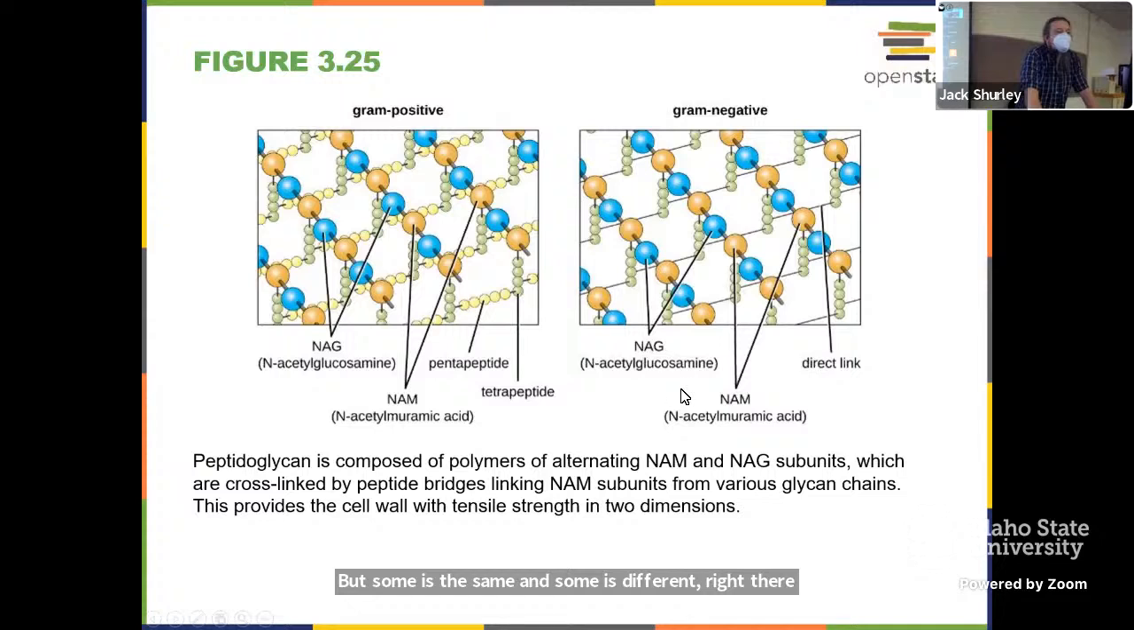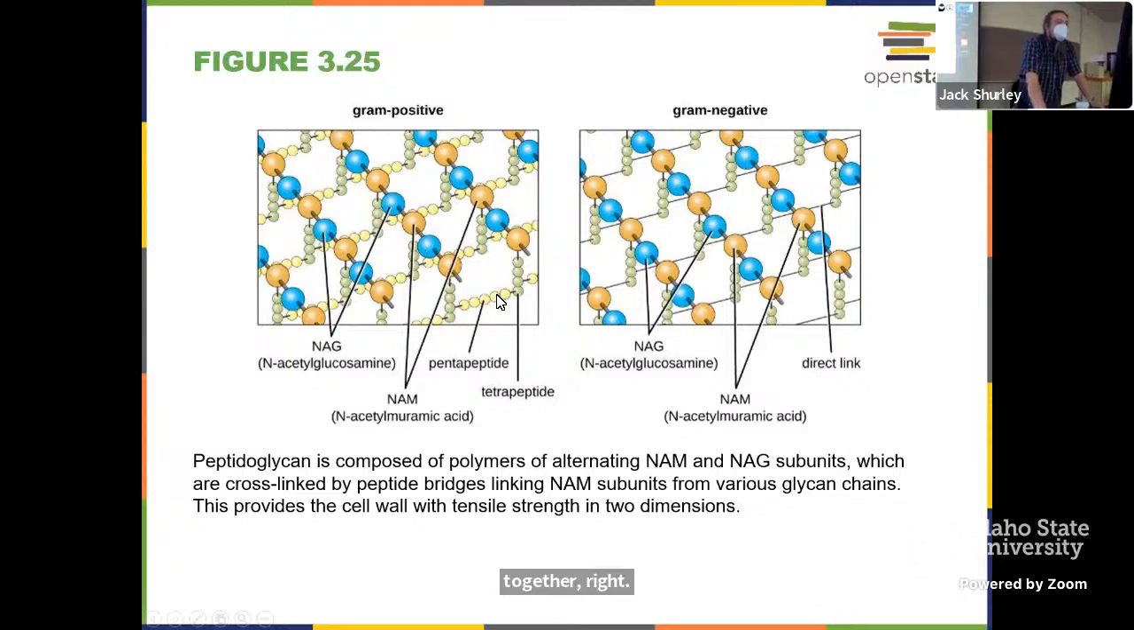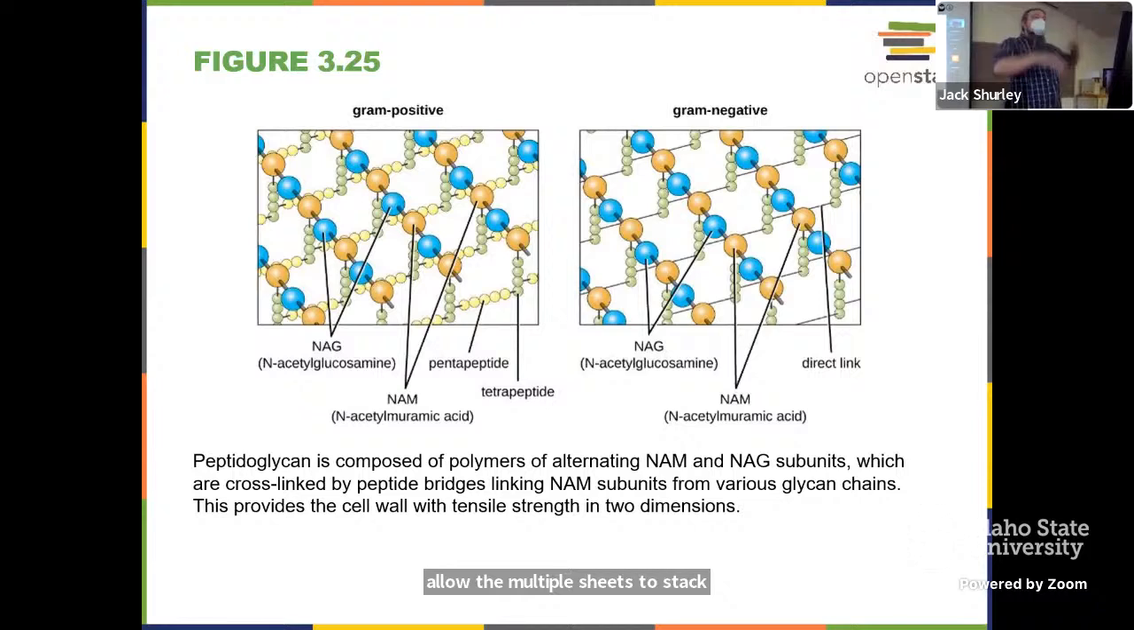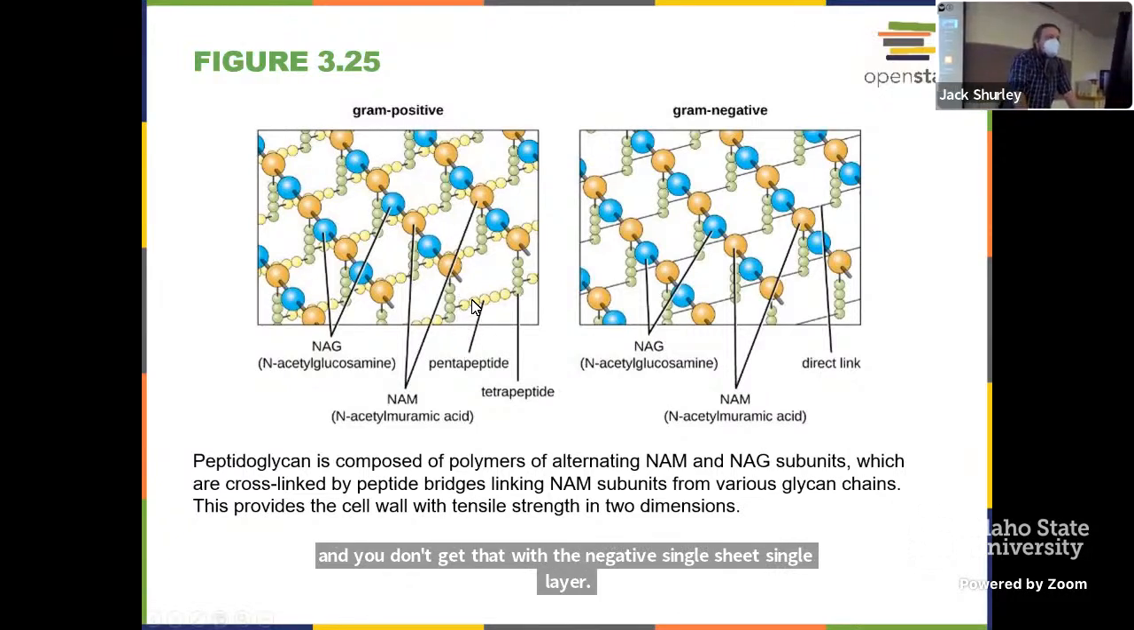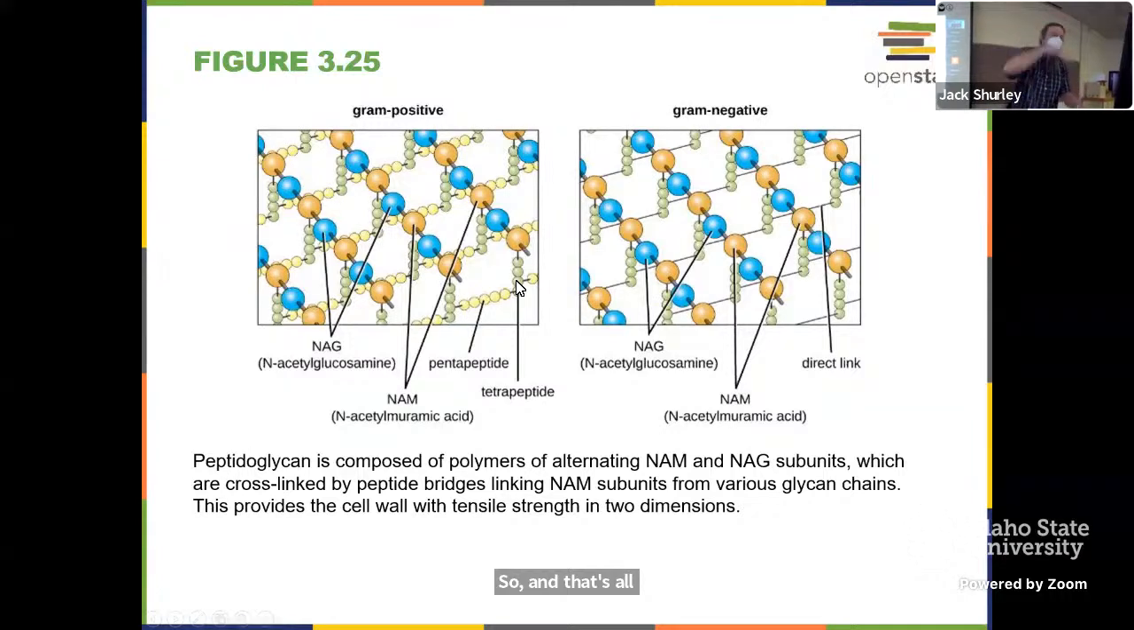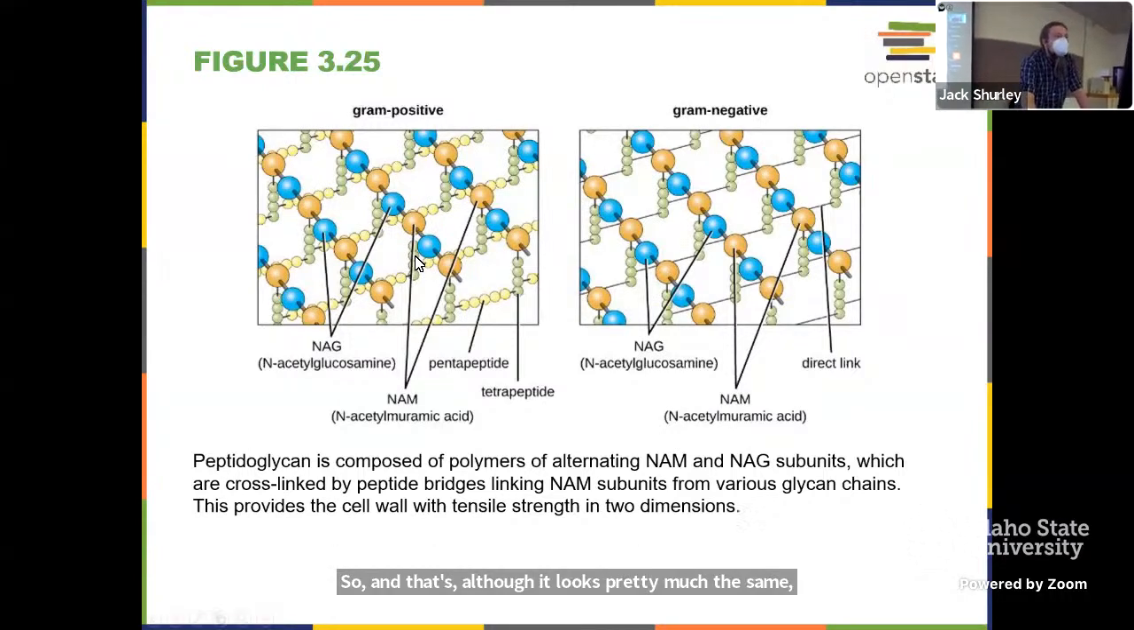They both have this NAG and NAM and they're cross-linked together, all right? Doesn't matter, they're both doing it. But we also have some of these pentapeptides and tetrapeptides, although there's tetrapeptides over here. It's the pentapeptides really that are different, that allow the multiple sheets to stack up onto a positive, and you don't get that with the negative. It's a single sheet, single layer, right? So, although it looks pretty much the same, there's more to it. And we'll see that here in just 1 second, all right?